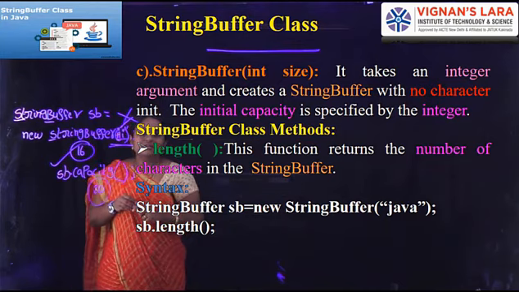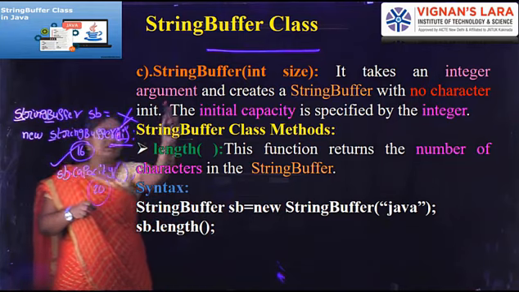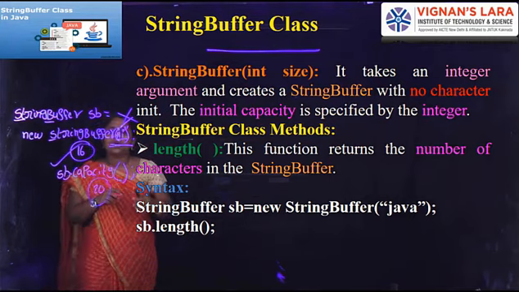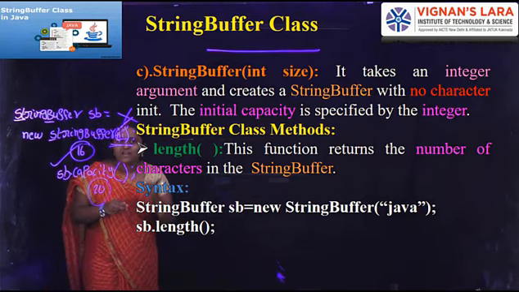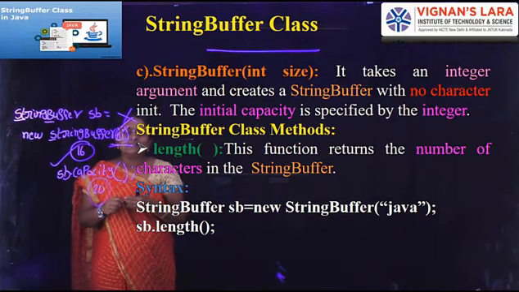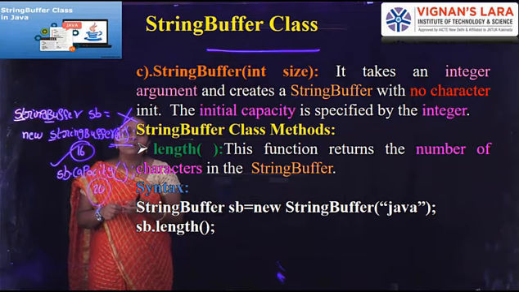The next constructor is StringBuffer(int size). It takes an integer as an argument and creates a string buffer with no characters in it, and the initial capacity is specified by the integer. These three are the constructors specified by the StringBuffer class.